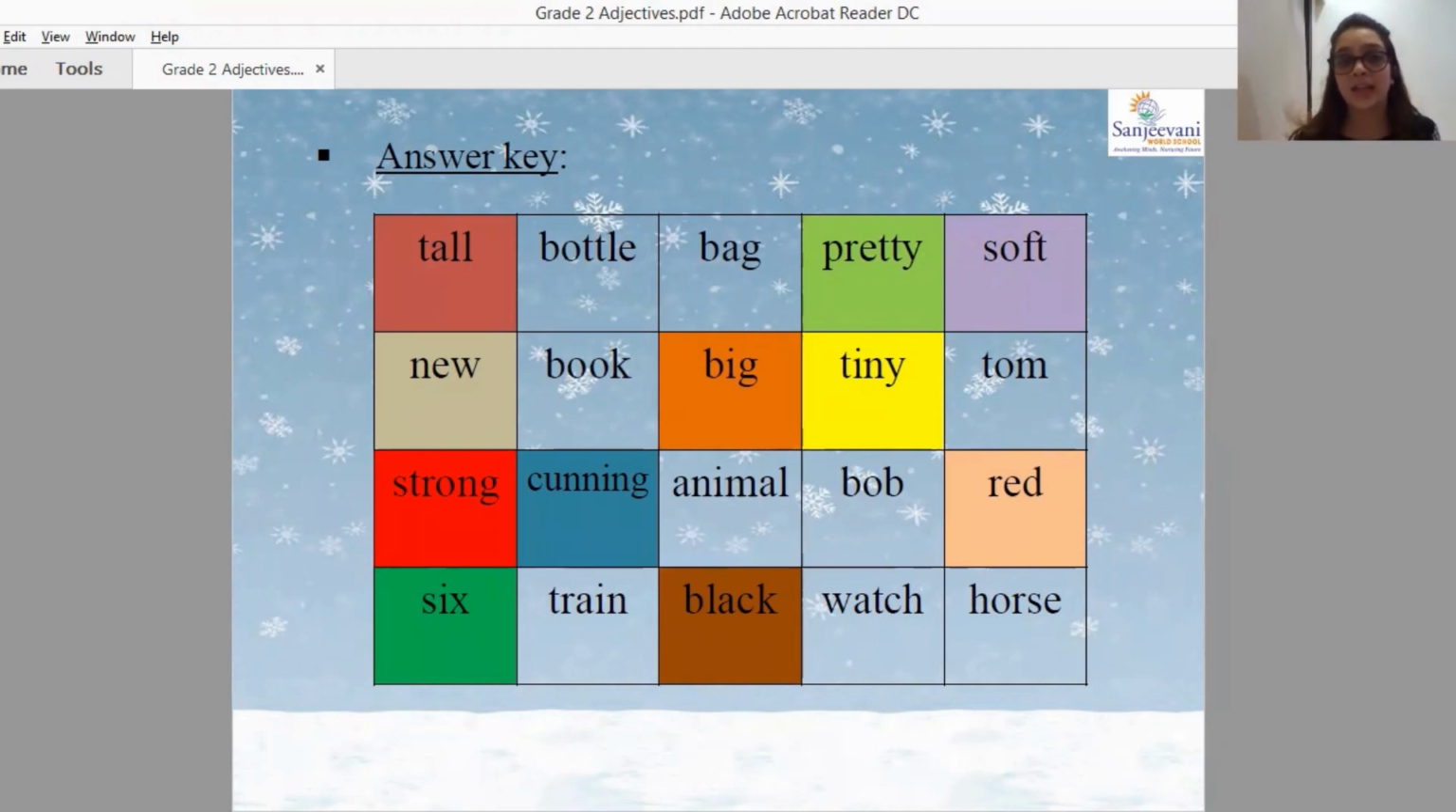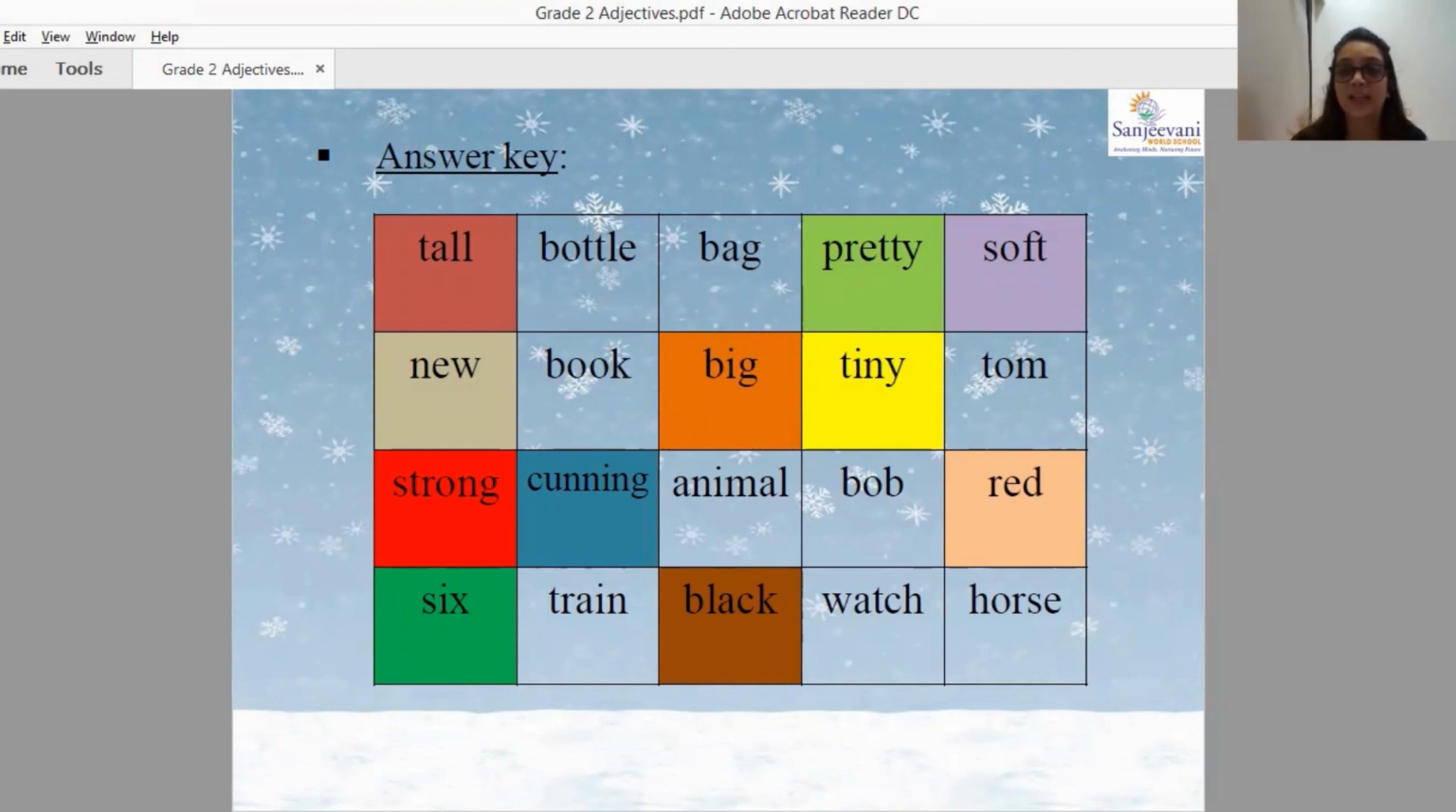Cunning. There is a cunning fox. Cunning means very intelligent, very clever. That's why the cunning word is telling more about the fox. That's why it's an adjective. Animal, obviously it's a noun, so it is not an adjective. Bob is also a name, so it's not an adjective. Red. I have a red color book. So red is telling more about the book. That's why it is an adjective.